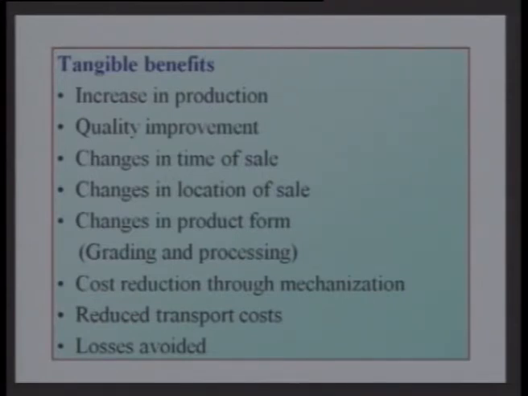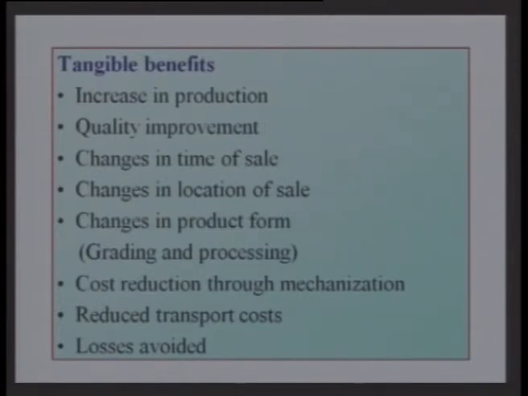Similarly, certain kinds of projects lead to quality improvement. Suppose a project leads to an increase in quality of produce which is coming out. For example, in the dairy sector, if a certain project is taken up and implemented, it may lead to improvement in the quality of milk, so that also needs to be accounted for on the benefit side of the project. Then, changes in time of sale. Certain projects may change the time of sale of the produce. Suppose warehouse and cold storage structures are created under a particular project, then that leads to storage of the produce.